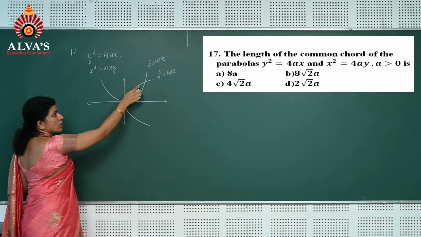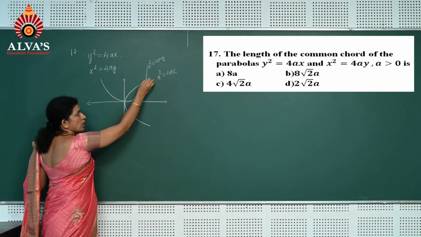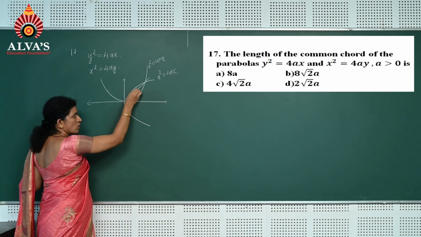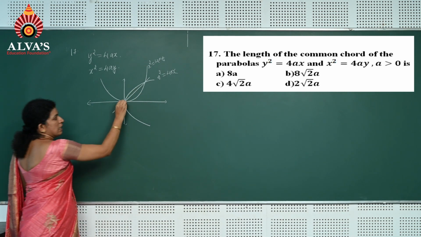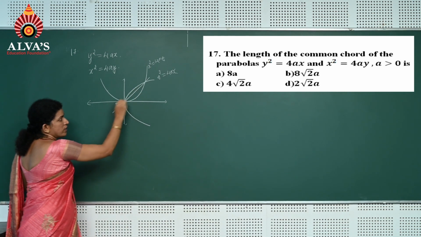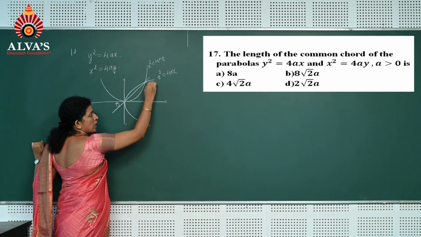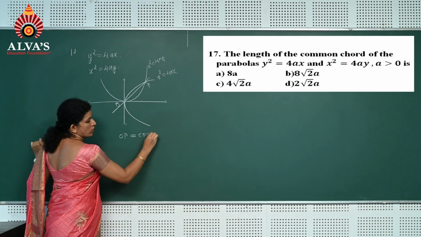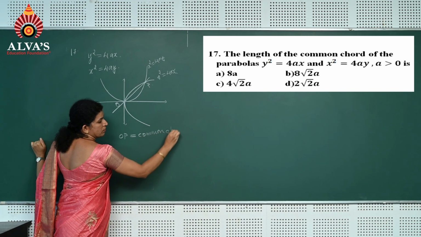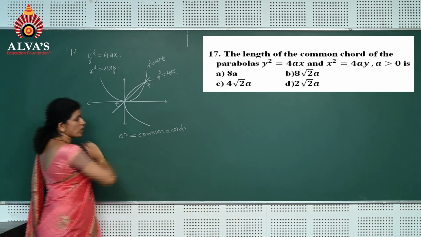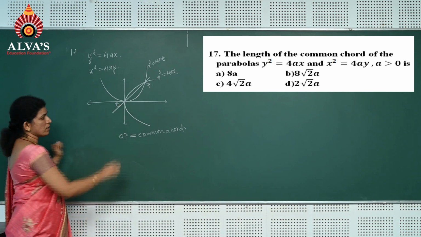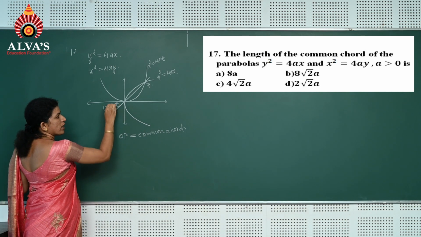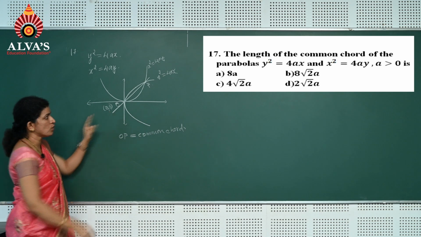See, length of the common chord we want. We know this is the common chord. I am taking O as this point and this point as P, so that OP is the common chord. We know O is nothing but the vertex. Its coordinate is the origin, that is (0, 0).